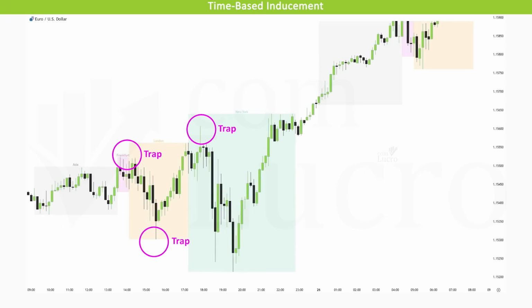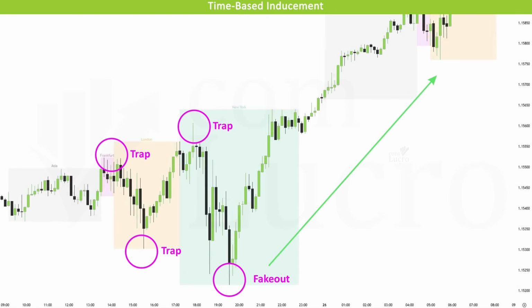At this point, you might wonder why this type of inducement occurs so consistently. The reason is that during major session openings, multiple factors come together at the same time. Fresh liquidity enters the market. New order flow is introduced instantly. Retail traders become highly active, and smart money takes advantage of this moment to manipulate price, create a fake move, trap traders, collect liquidity, and then deliver the real move they intended from the very beginning.